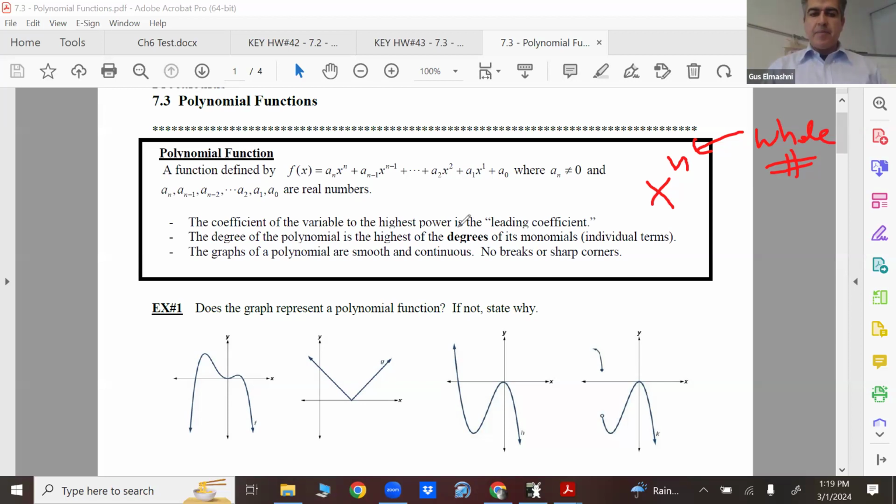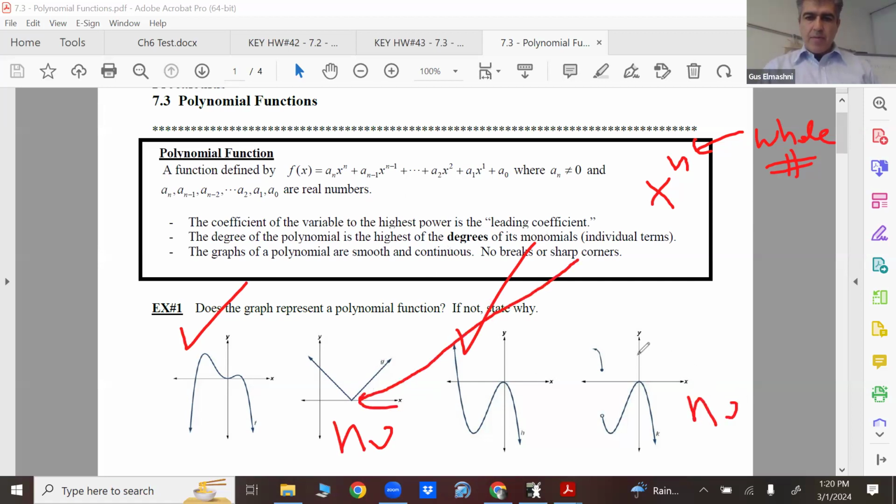The coefficient next to the highest power is called the leading coefficient. The highest power itself is called the degree of the function. These are nice, smooth, continuous curves, no breaks or sharp corners. So which ones follow a polynomial function? Definitely that one and that one. That's no, because you have a sharp corner. That's no, because you have a break. Let me get rid of the other check marks, it's a little distracting. But yes, the first and third ones for sure, not the second and fourth ones, for those reasons. Questions on that? Make sense? Good? Cool.